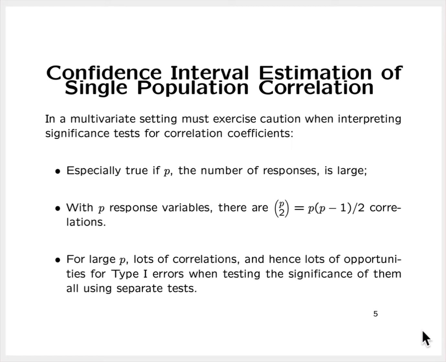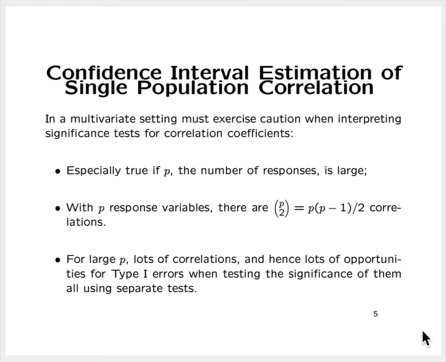Now, one of the reasons I wanted to talk about correlation analysis at this point in the course is in large part due to what we're talking about here on slide 5. So in a multivariate setting, which we're going to be in this course, we must exercise caution when interpreting the significance test for correlation coefficients. What we're going to find is that if we use, for example, PROC CORR in SAS, that it's going to perform a lot of hypothesis tests for us. For every correlation coefficient that exists between variables, it's going to do a test.